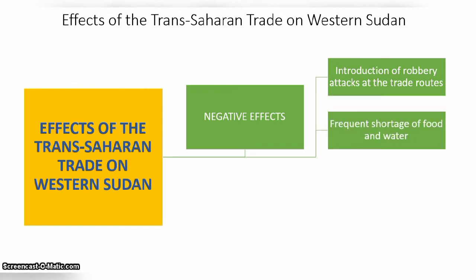That's the next point. The dry nature and condition of the Western Sudan, especially the Sahara Desert, affected the traders and their camels. This is because they faced problems of shortage of water and food. They had to carry along water and food on the journey, but not enough to sustain them.